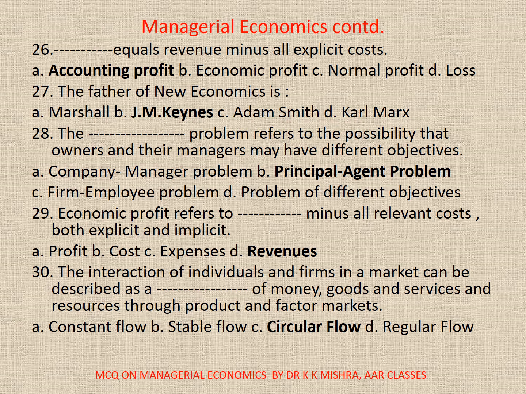30. The interaction of individuals and firms in a market can be described as a dash of money, goods and services and resources through product and factor markets. A. Constant flow, B. stable flow, C. circular flow, or D. regular flow. Correct option is C, circular flow.